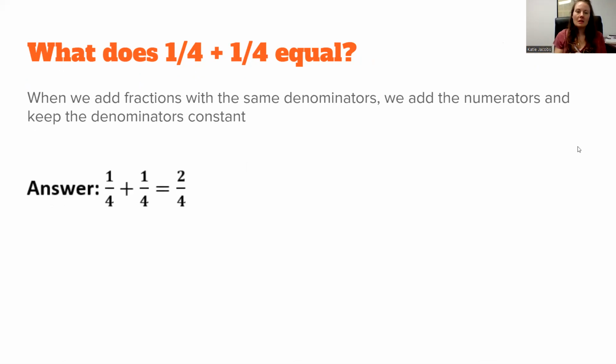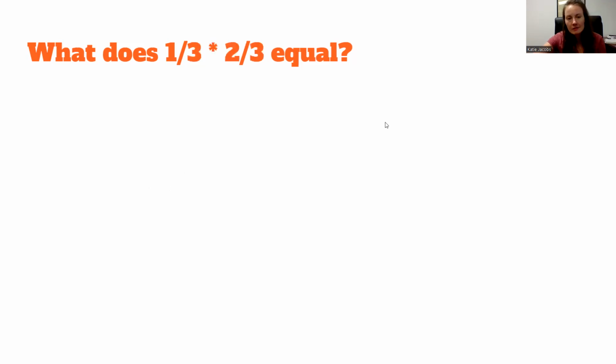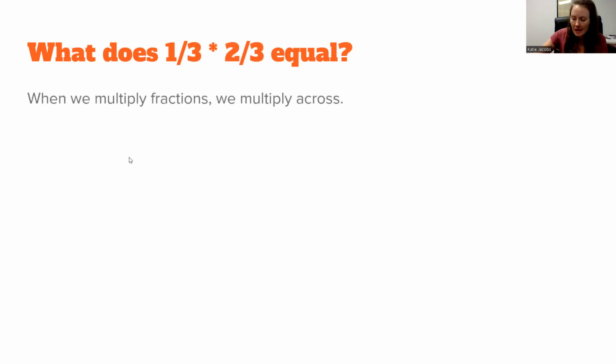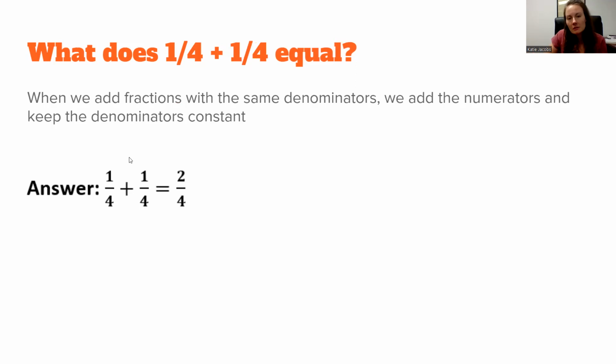Okay, so when we do this, we'll see that we add 1 plus 1. So we add across our numerators, and we have a 2. We're going to keep the denominators the same, and we'll carry that through, and we got a 4, so we have 2/4. If we wanted to reduce that down, though, what would we want to do? That would be 1/2. That's correct.